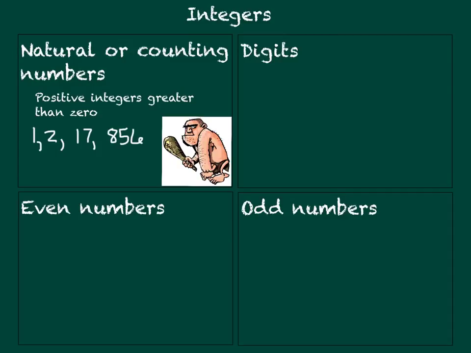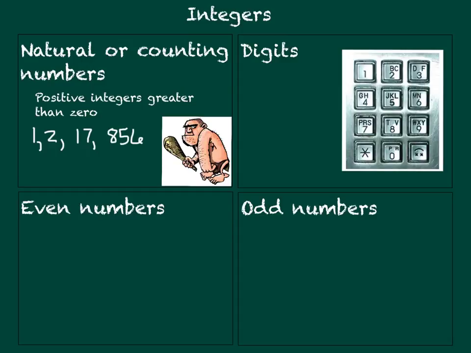All right, the next one we have are our digits. And I just want you to picture your phone. The digits are the 10 numbers that we have that all of our other numbers are made up of. 1, 2, 3, 4, 5, 6, 7, 8, 9, and 0. Every number that we have has some form of those symbols written in it.